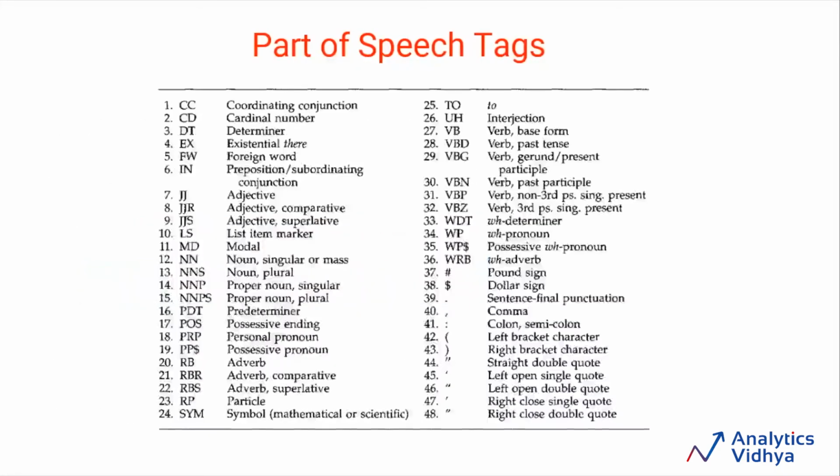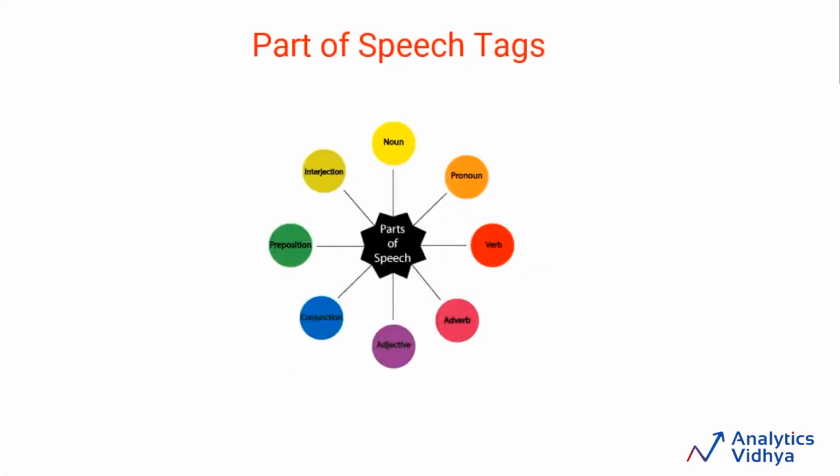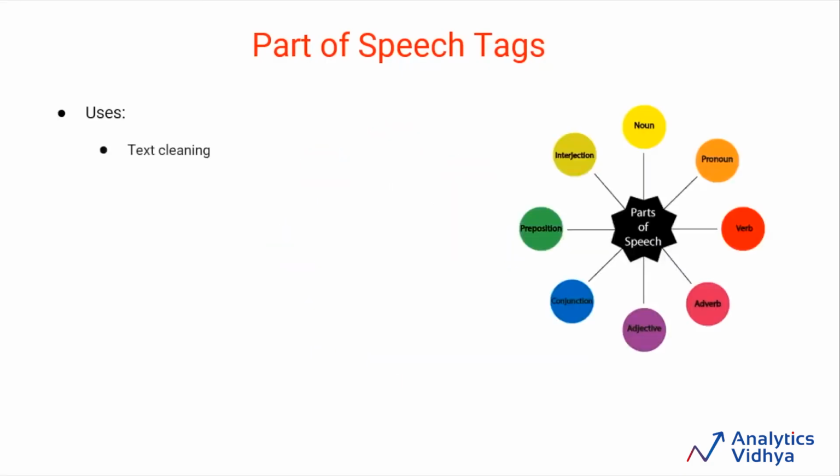The most commonly used part of speech tag notations are provided by the Penn Treebank corpus, in which a total of 48 POS tags are defined according to their usage. Part of speech tags have a large number of applications and are used in a variety of tasks such as text cleaning, feature engineering tasks, and word sense disambiguation.